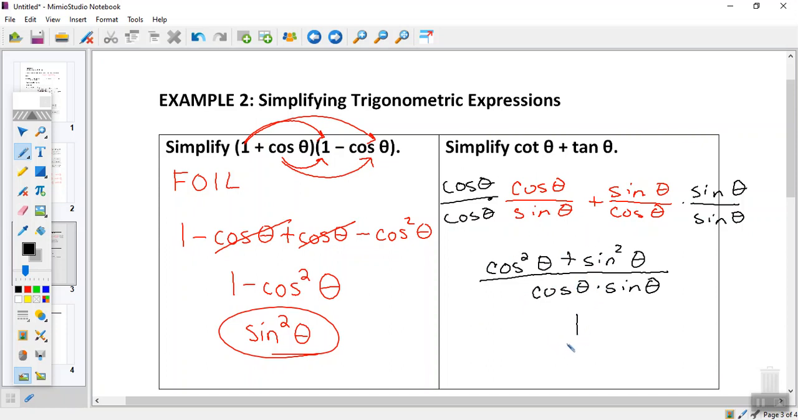So guys, am I down to one term here now? Yep. 1 over cosine theta sine theta. Anything else I can do? Nope. Not really. Okay, and that, my friends, would be your simplest form.